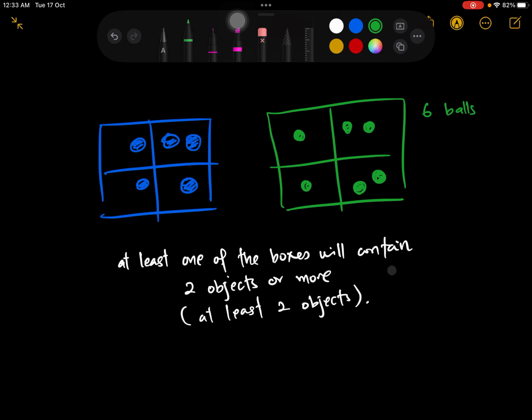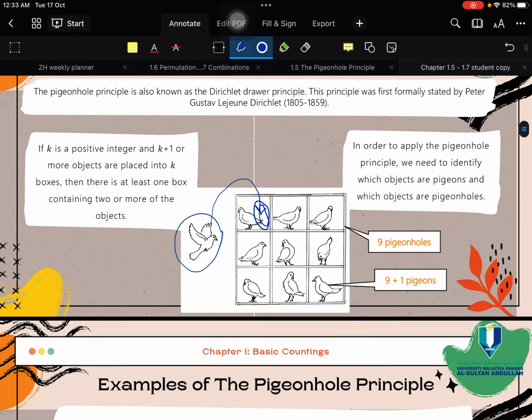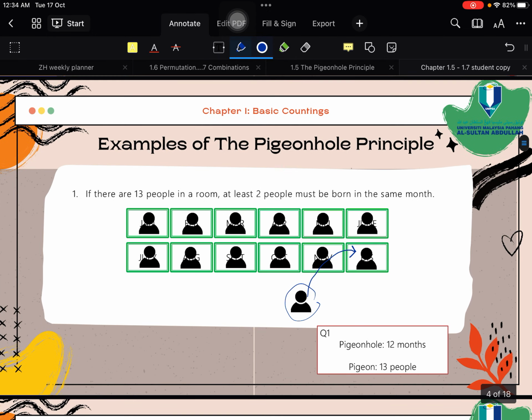When you have more objects than boxes, when you try to place these objects into the boxes, at least one of the boxes will contain 2 objects or more. Boleh? So, in the pigeonhole principle, kita ada objek, kita ada boxes. Sekarang ni jom kita tengok a few more examples and I want you to be able to identify apakah boxes, apakah objek untuk situasi yang saya nak bagi ni.